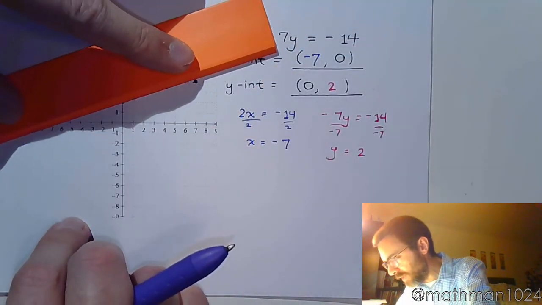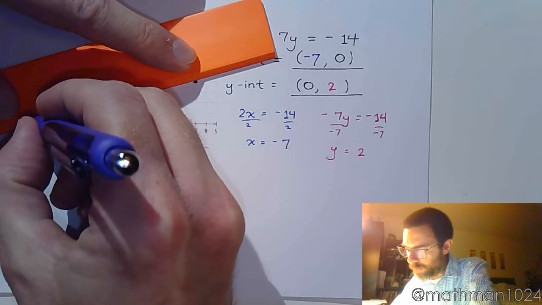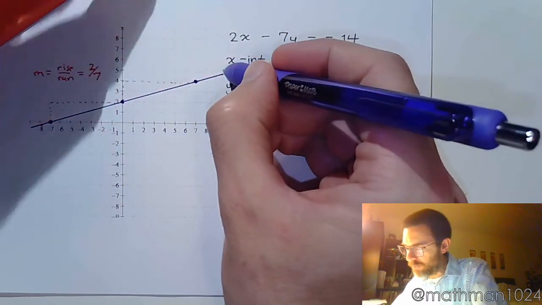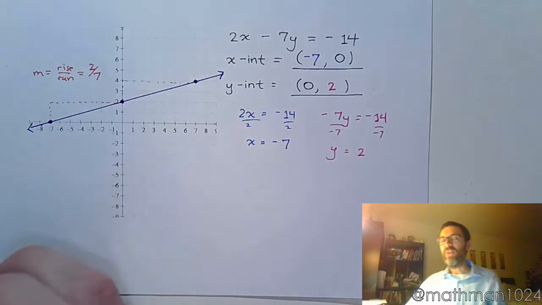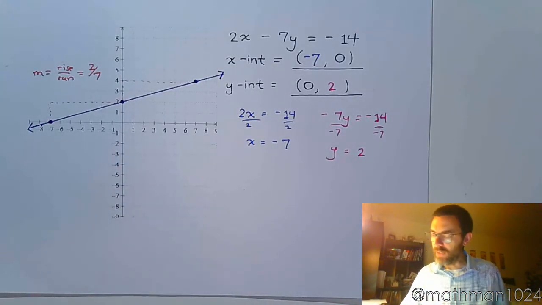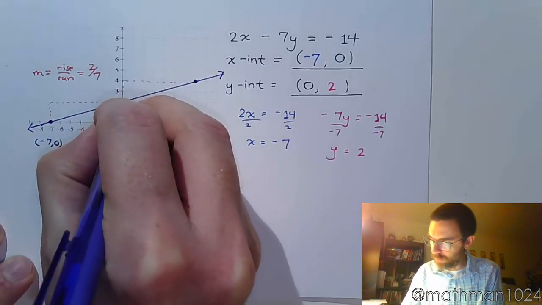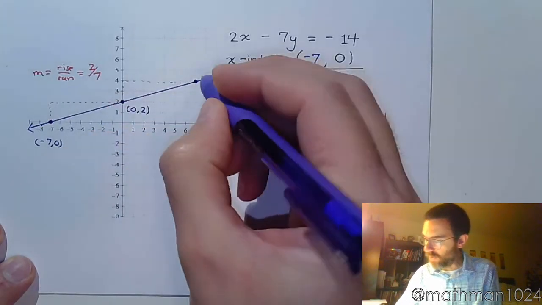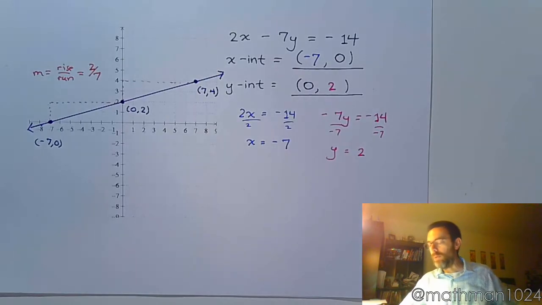Alright, so let's connect these dots. Remember, you're going from edge to edge of the graphing window. Make sure you put arrows on the ends to signify that it goes on forever in both directions. And identify and label your points. So there's negative 7, 0, 0, 2, and 7, 4.